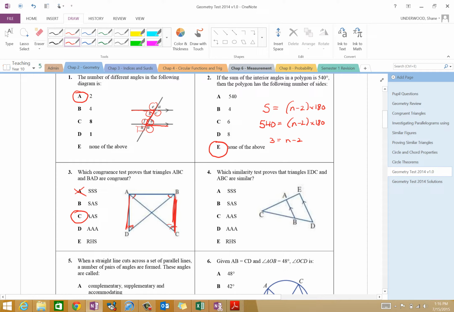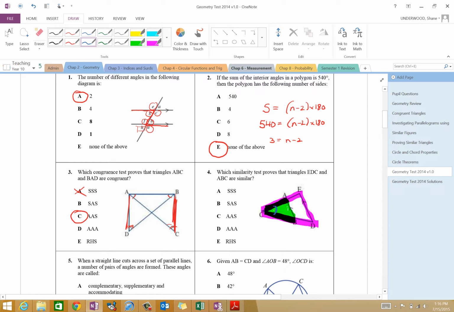Okay? Now, we looked at similarity yesterday. Which similarity test proves that the triangles EDC and ABC are similar? Well, first of all, can you see here that we're talking about ABC? So we're looking at this triangle here. And then, of course, we're looking at EDC. We're looking at this triangle here, the bigger one as well. Now, what can you tell me, obviously they share a same angle here, don't they? Would you agree with that?